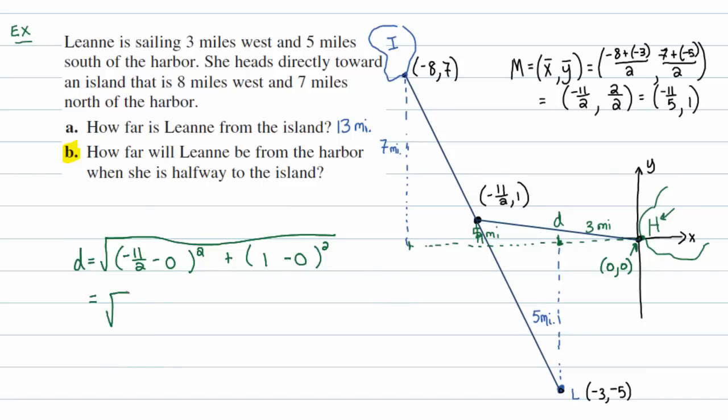This will be the square root of 121 over 4 plus 1, which roughly equals 5.6. So taking something that's a very simple concept, the midpoint, it can be used in some very advanced applications.